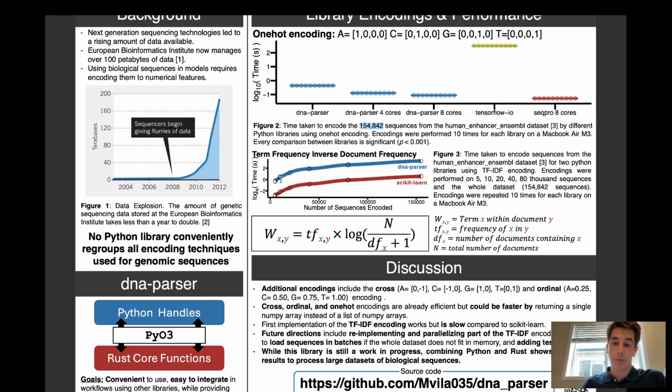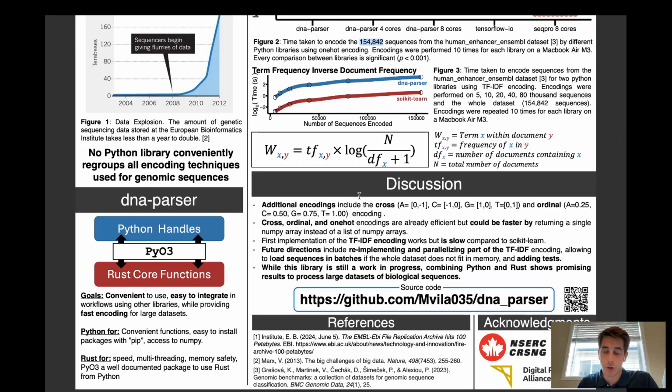For the first implementation, we can see that it scales, so the complexity is the same as scikit-learn, which is good news, but unfortunately, dna-parser was much slower than scikit-learn. Here, the times are also log transformed. So dna-parser took around 27 seconds to encode everything, while scikit-learn took probably around 1.5 seconds.